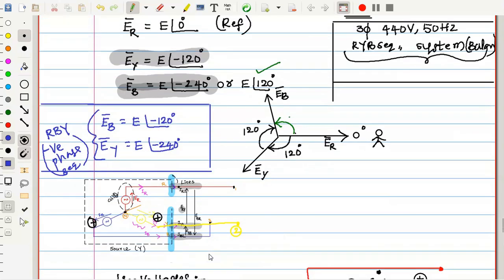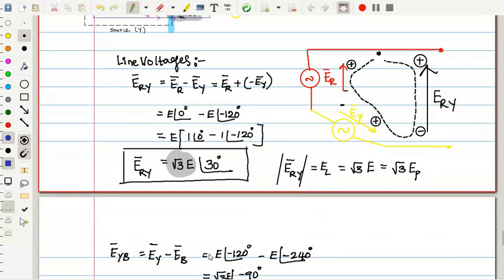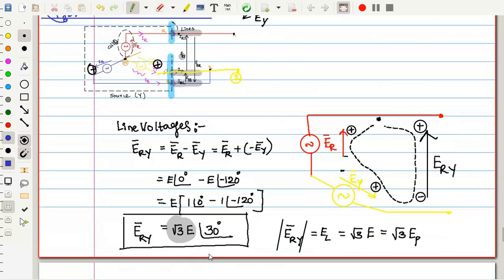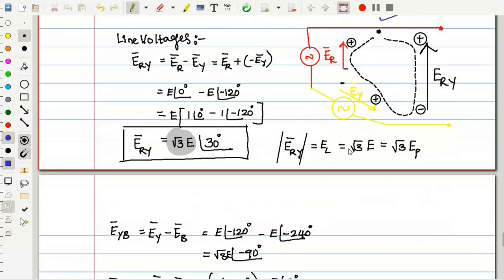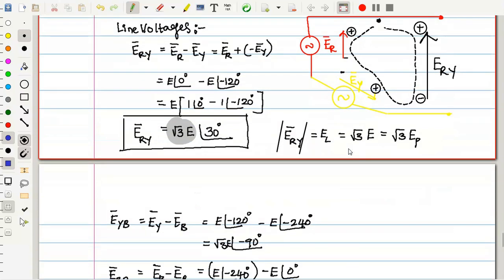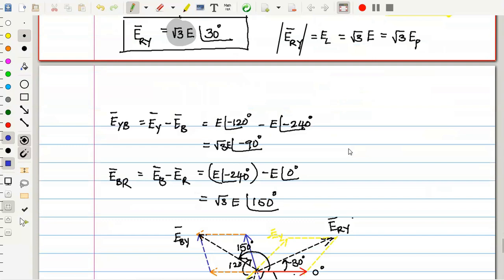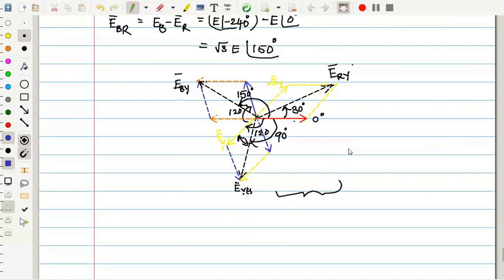And once we know these phase voltages, now we can write up the KVL for various loops, whichever we are considering. As an example, I had shown you this, between R phase to Y phase, ERY is the line voltage. Then this can be written as the phasor sum of ER minus EY. If we substitute those things, we get root 3 times the phase voltage, and the angle is 30 degrees. And I had shown the phasor diagram.